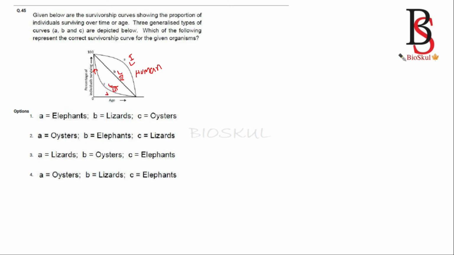So type 1 represents the elephants. A is the elephant, so we can say that this one is the correct answer. And B represents the lizards and the oyster. They are represented by survivorship curve 3. So the correct answer is option 1.